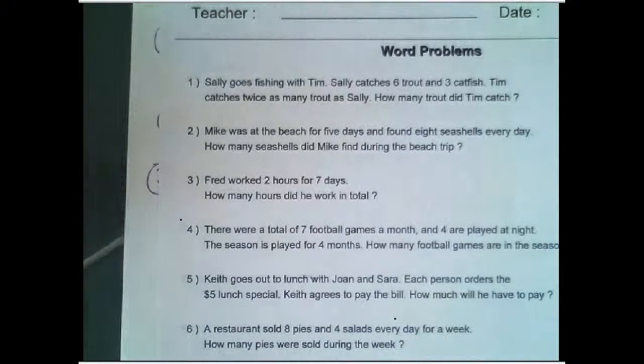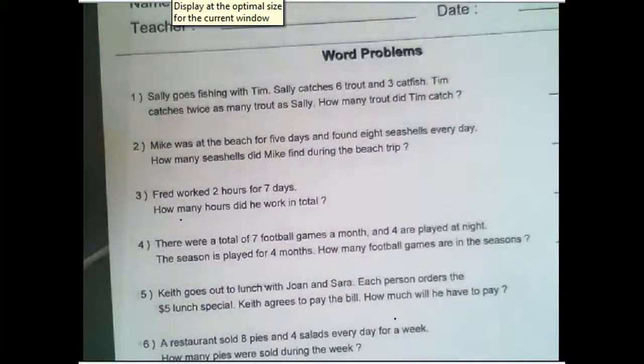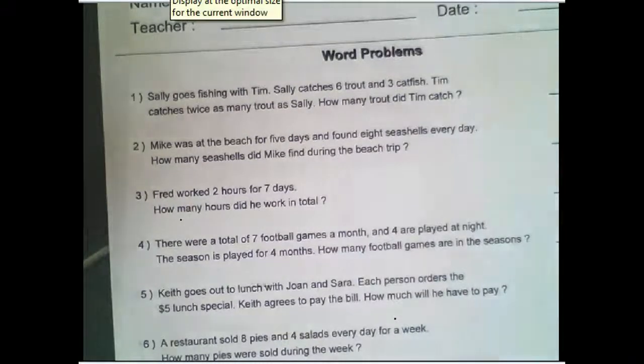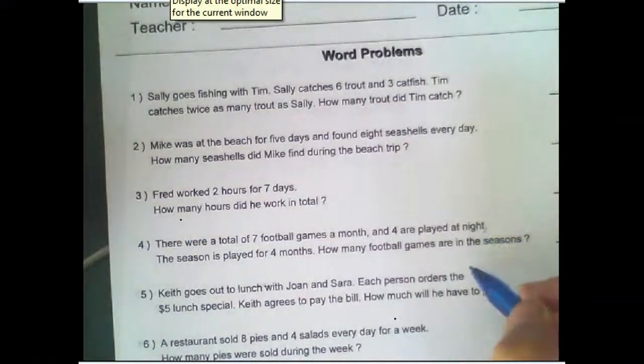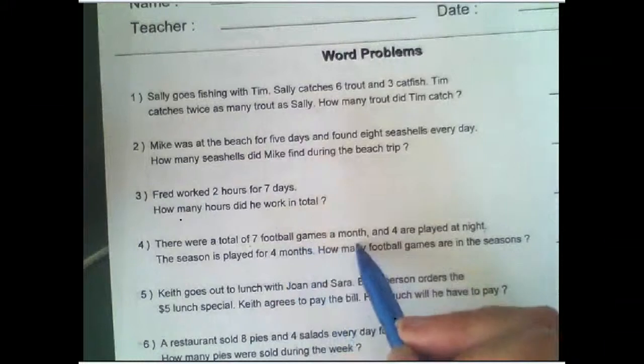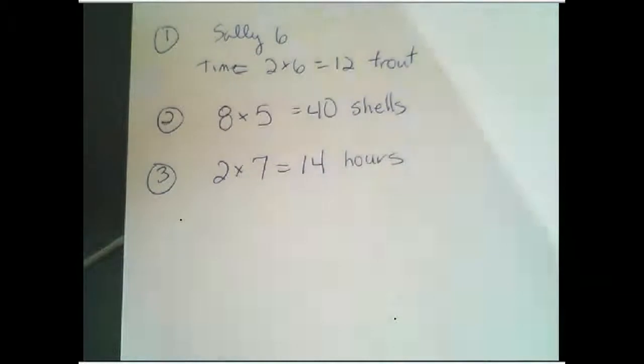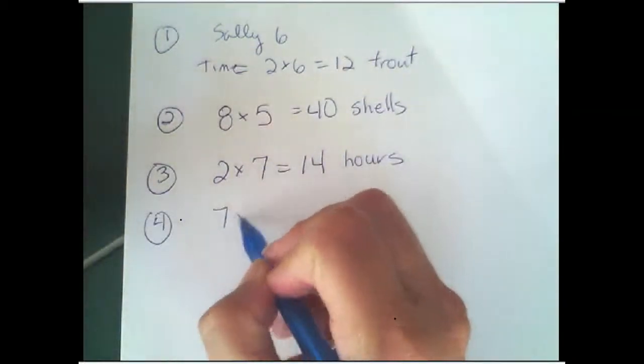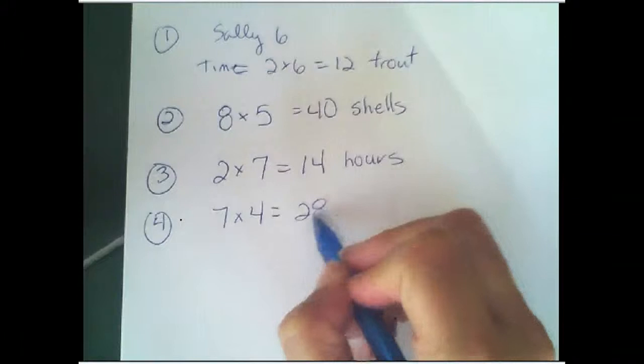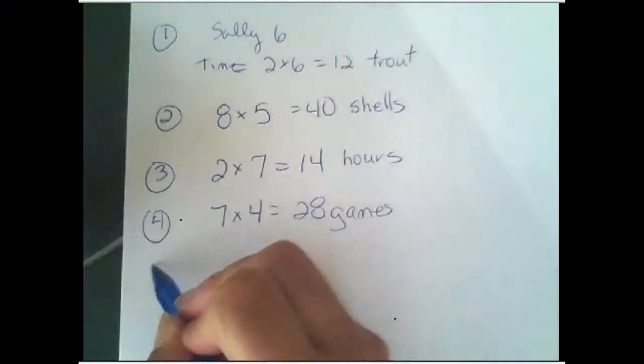For number 4, there were a total of 7 football games a month, and 4 are played at night. The season is played for 4 months. How many football games are in the season? We don't care if they're played at night or during the day. We just want to know how many football games we have. The important information here is that there are 7 games a month and there are 4 months. So we could add 7 plus 7 plus 7 plus 7. But an easier way to do that is to say we have 7 games times 4 months, which is going to give us a total of 28 games.